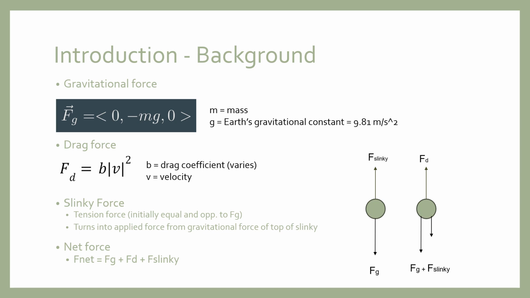The free body diagram on the left shows when the slinky is let go, as the force of gravity and tension force from the top of the slinky balance out, resulting in the bottom of the slinky remaining at rest. The free body diagram on the right shows the object once the top of the slinky catches up with the bottom of the slinky, where the drag force opposes both the force of gravity and the applied force of the top of the slinky.